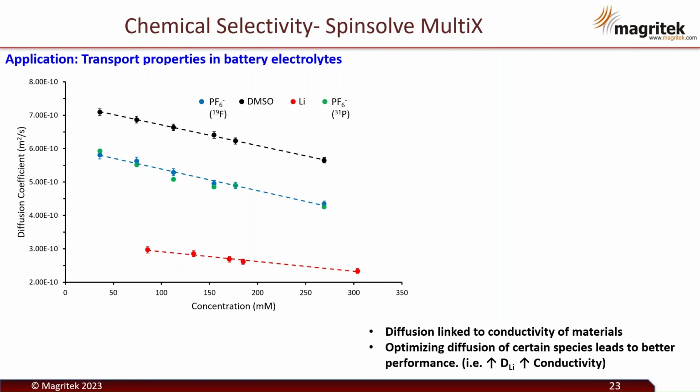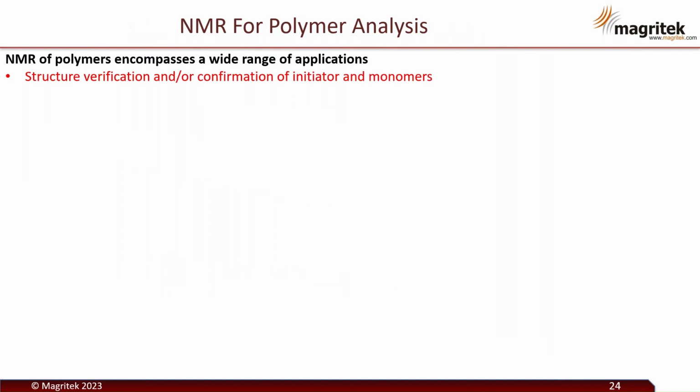So besides simple transport property measurements and battery electrolytes, NMR is widely used for polymer analysis. NMR polymer analysis really encompasses a wide range of applications, and it really starts as simply as just structure verification, or just confirmation that you have an initiator and monomers present for the reaction.